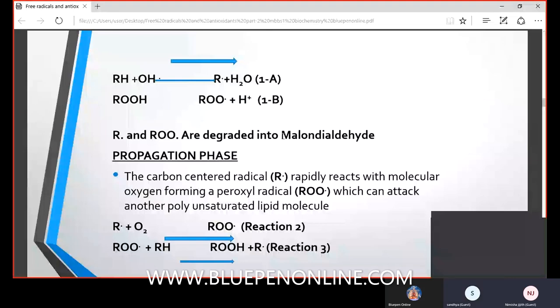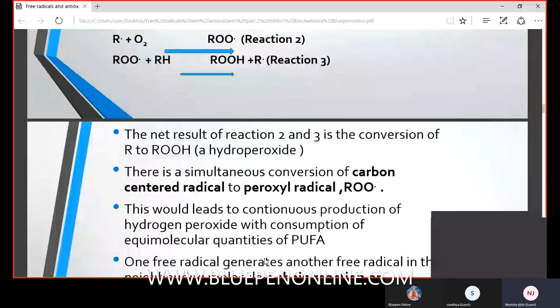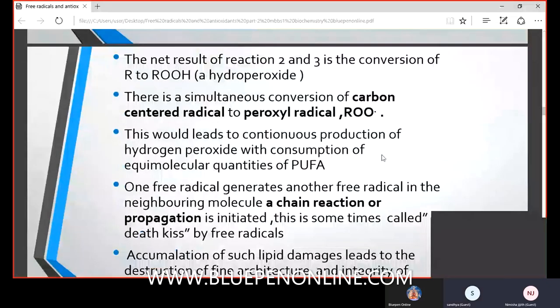The net result of reactions 2 and 3 is the conversion of RH to ROOH, with simultaneous production of carbon-centered radical and peroxyl radical ROO dot. Here, continuous production of these peroxide radicals and carbon-centered radicals occurs. This would lead to continuous production of hydroperoxide with the consumption of equimolar quantities of PUFA. One free radical generates another free radical in the neighboring molecule. That particular chain reaction is known as propagation. We use that term, propagation.